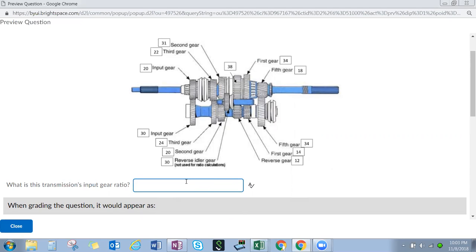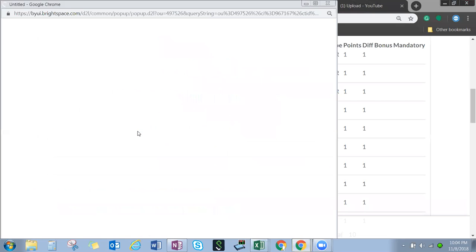Remember, this is an important part of the problem because you're going to use the input gear ratio for the calculations for the rest of the quiz. So if you get this part wrong, the rest of it's going to be wrong as well, obviously. Moving on, that's pretty much it as far as the input gear ratio calculation goes. So we're going to move on to the first gear ratio.